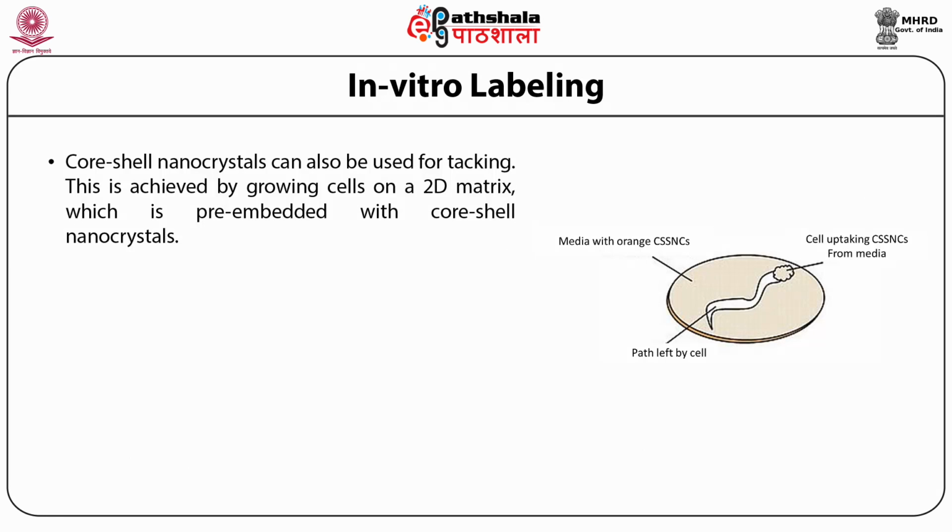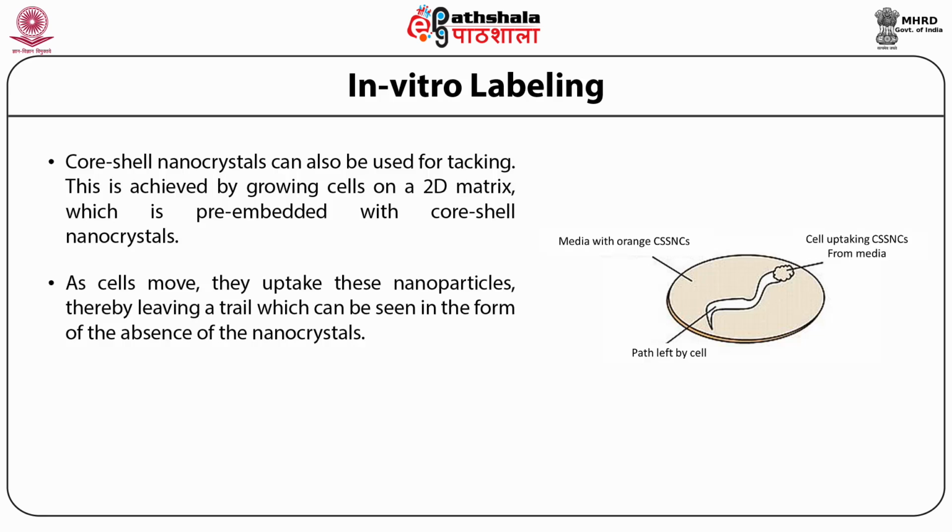Core shell nanocrystals can also be used for tracking. This is achieved by growing cells on a two-dimensional matrix which is pre-embedded with core shell nanocrystals. As cells move, they uptake these nanoparticles, thereby leaving a trail which can be seen in the form of the absence of nanocrystals.